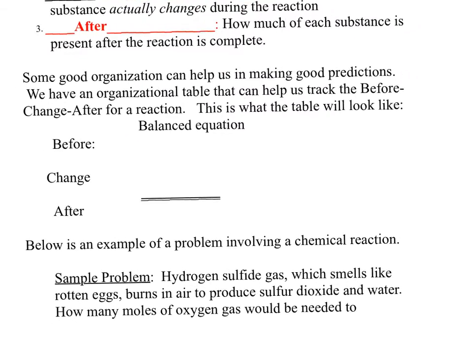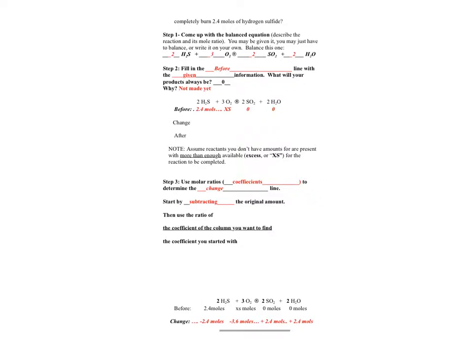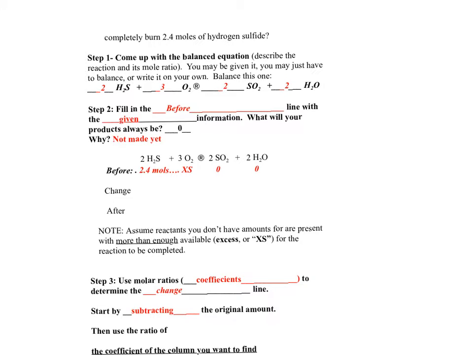Okay, so let's look at an equation. Hydrogen sulfide gas burns in air to produce sulfur dioxide and water. And we want to know how many moles of oxygen gas are going to be needed to completely burn 2.4 moles of the hydrogen sulfide. So you need to balance this first. O is going to be the harder part because it's in 2 spots.